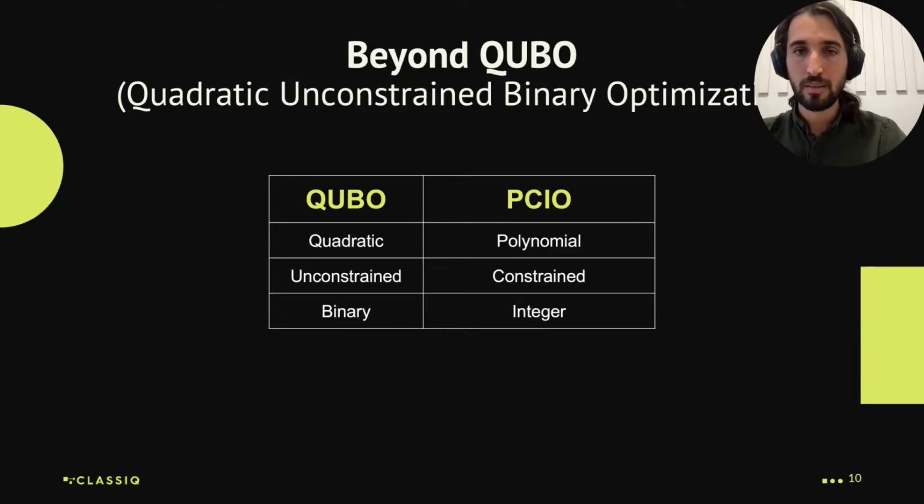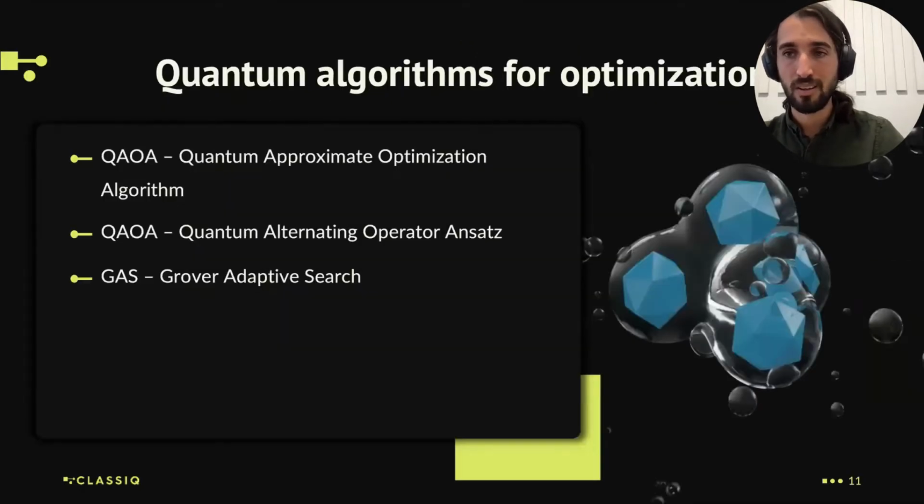Okay, let's go on. So let's talk about quantum algorithms. We're going to talk about 3 quantum algorithms: 2 versions of QAOA, and the Grover adaptive search. I just want to stress that these algorithms are embedded in the Classiq platform. We have a very customizable and flexible platform for these algorithms. But our platform enables you to do much more.